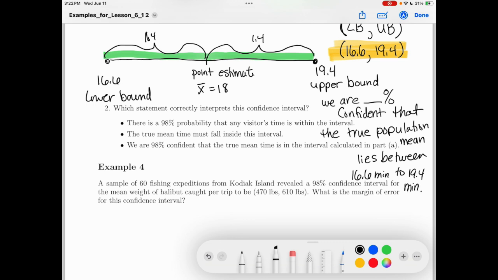Using the choices below, since this is multiple choice, we would choose this one as our answer. We are 98% confident. That's always very important. You always have to state your confidence level at the beginning. And then you put the population parameter, the true mean or the true proportion, and then you state your interval.